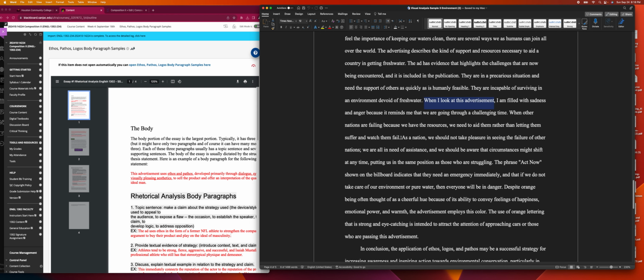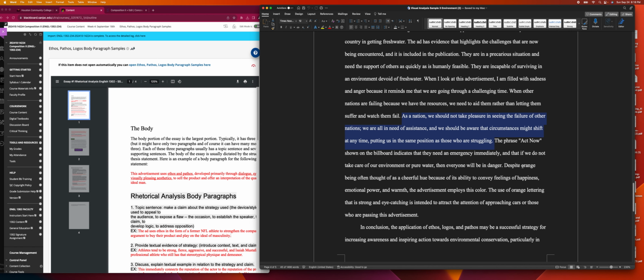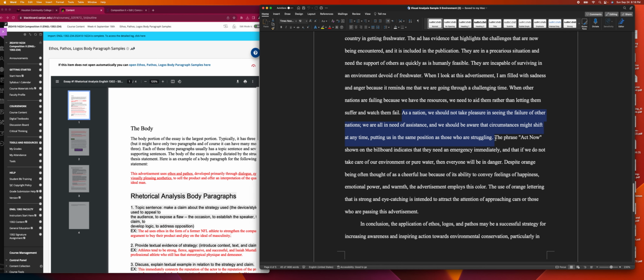Again, he starts going off on a tangent. As a nation, we should not take pleasure. Don't do those things. Please do not do that. That is not what I'm asking you to do. Eventually, though, he does get to it, right?